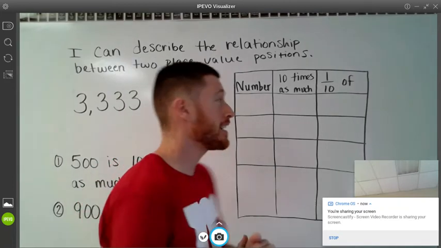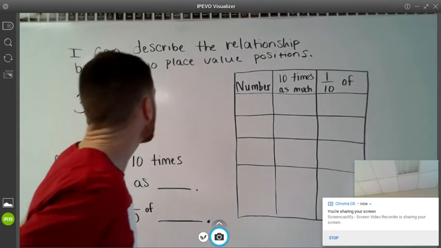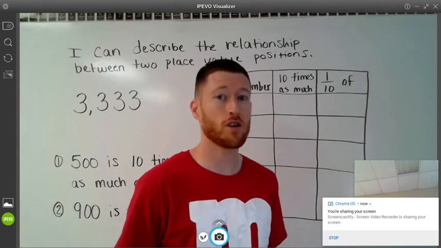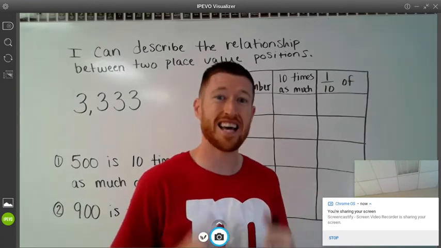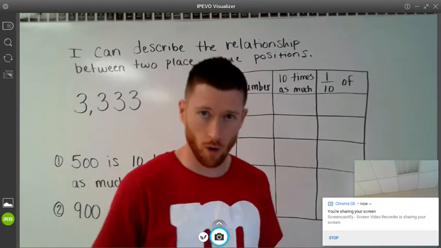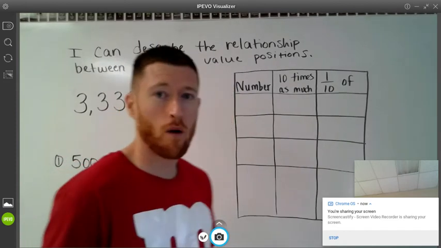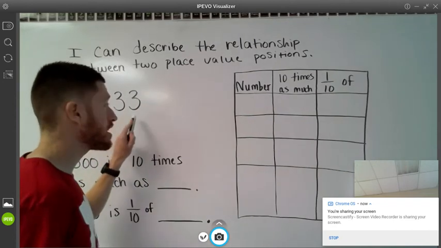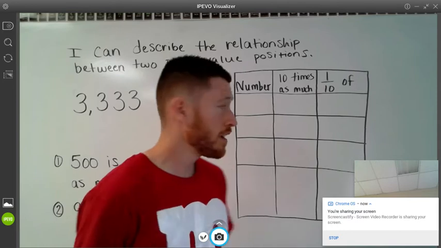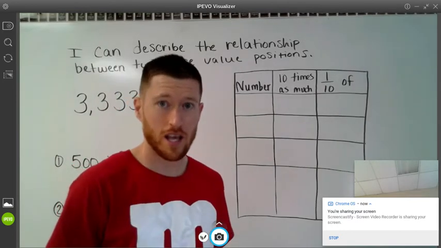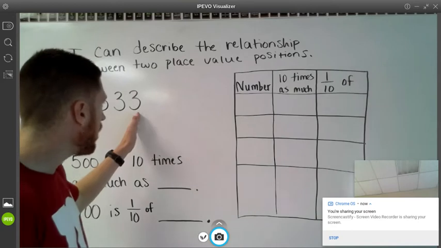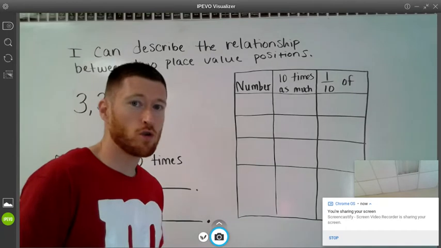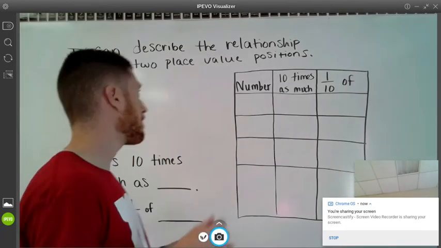Our I can statement today is I can describe the relationship between two place value positions. This should sound really familiar to you because we did almost the exact same thing with decimals, only this time we're going to be working with whole numbers. So the very first thing I want to look at is the number I've written here, 3,333. We did this with decimals, and we look at each place value position. If you remember, every place value to the left of a number is 10 times the value of that same number before it. So let me explain.